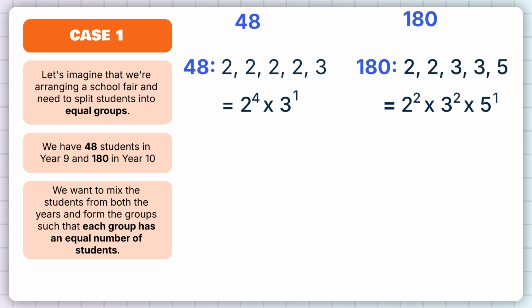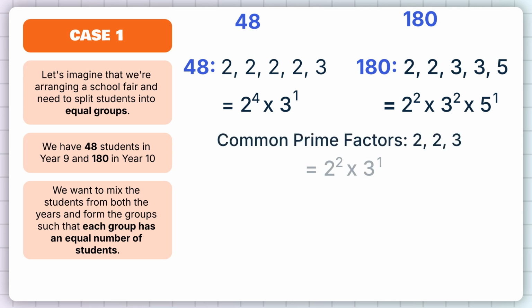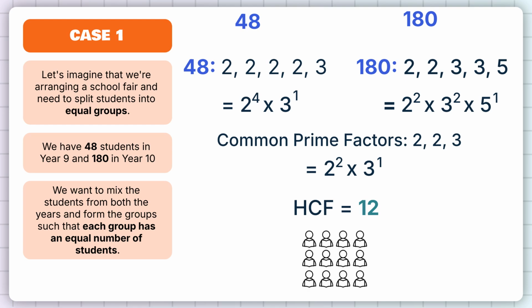Step 2. List down all the common prime numbers present in the prime factorization of both the numbers. Here, the common factors are 2 2's and 1 3, or in exponential form, 2 squared times 3 to the power of 1. These are the prime factors that would be in the intersection in a Venn diagram. Step 3. Multiply these common factors together, and this gives us the HCF. So, 2 squared times 3 to the power of 1 equals 12. This means the most significant number of students that can be in each group, so that groups are the same size and there are no remaining students, is 12.